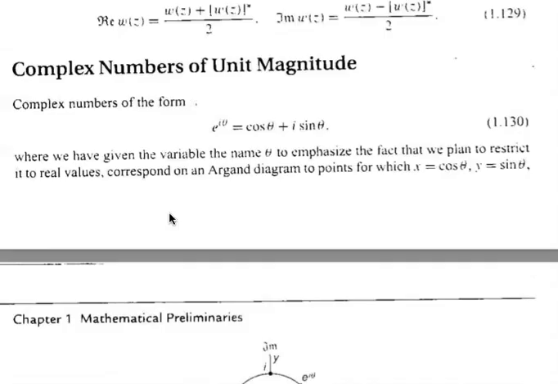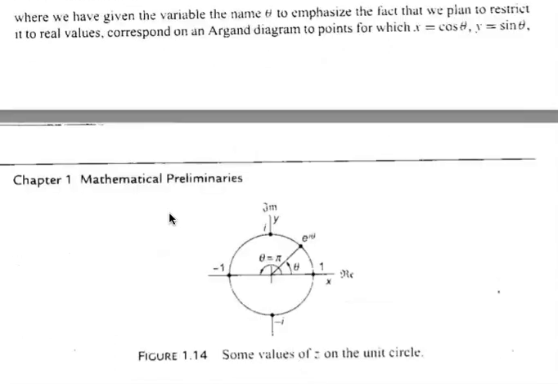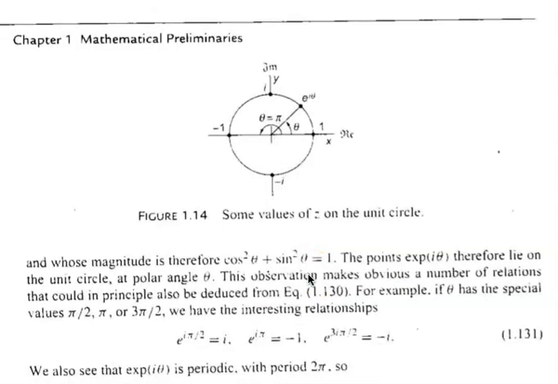Let's talk about the complex numbers now relative to this unit circle. So r is equal to 1. So every point is a point on this unit circle when r equals 1. As theta changes, you get different points along the actual circle.